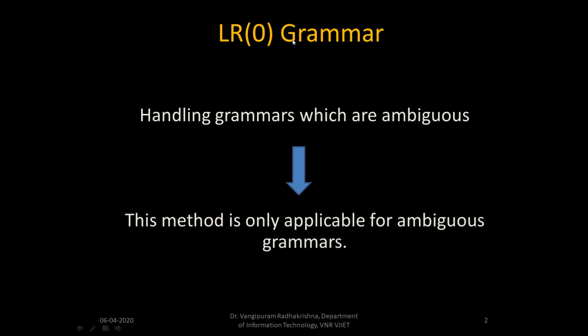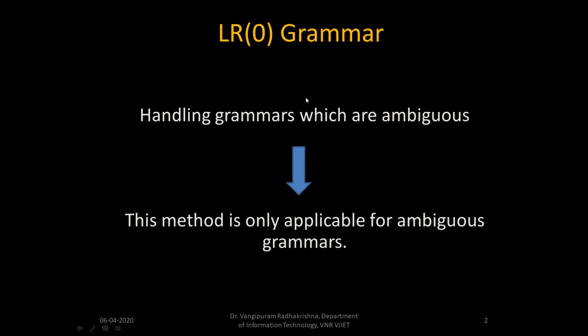So to identify if a given grammar is LR0 grammar or not, this method uses the possibility of identifying and proving the grammar to be ambiguous. And once we prove the grammar to be ambiguous, eventually we can come to the conclusion that it is no more an LR0 grammar.